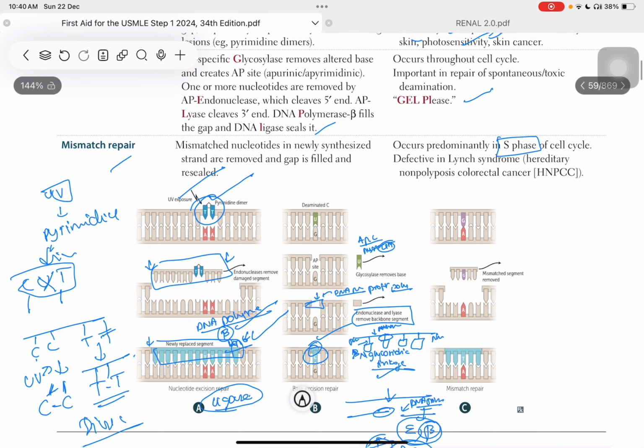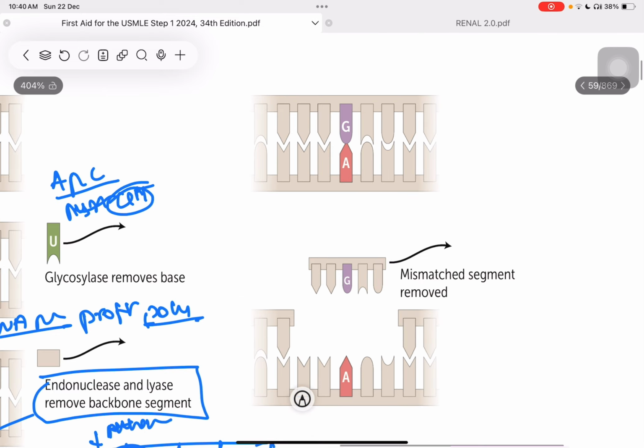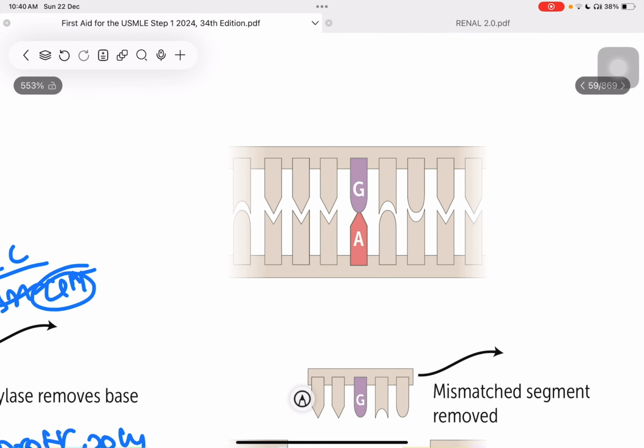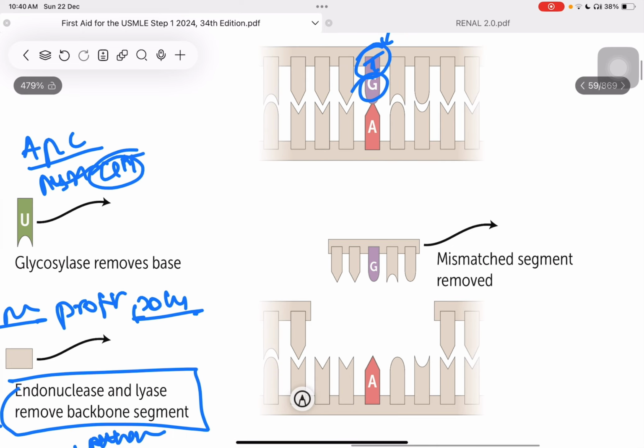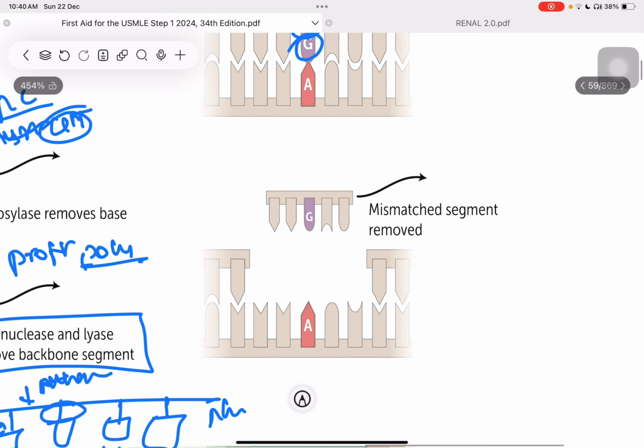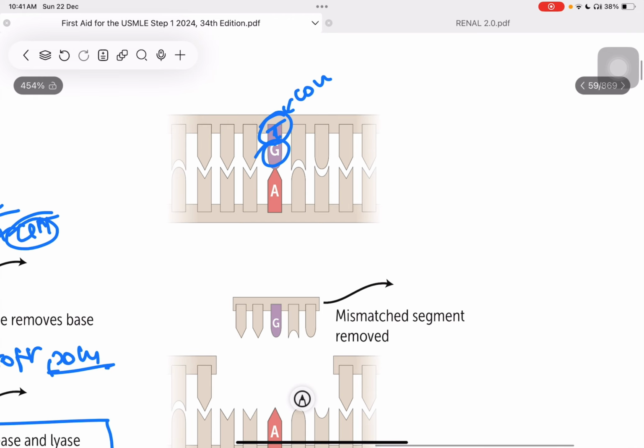What do you mean by mismatch repair? See, what does adenosine over here pair with? This is the correct base, but you have guanosine, which is incorrectly placed over here. So to remove this nucleotide which has been placed in place of thymidine, we need to remove this segment of DNA. How do you remove this? Before removing this, we need to analyze which is the correct segment of DNA. Is this the correct segment of DNA? Is this the correct segment of DNA?